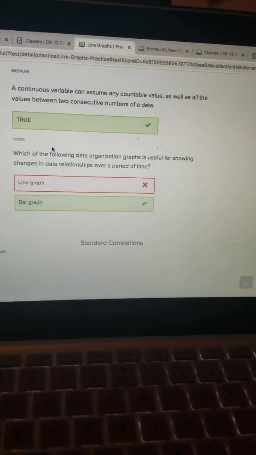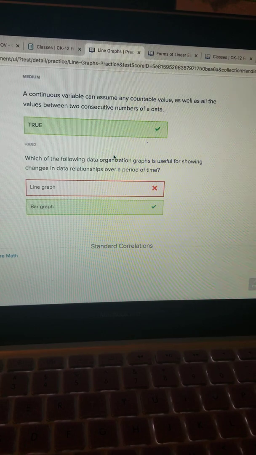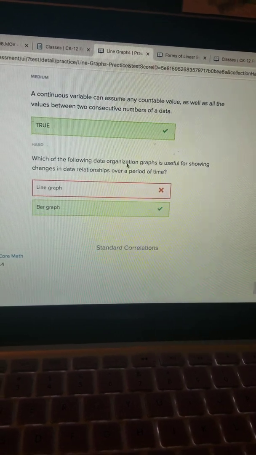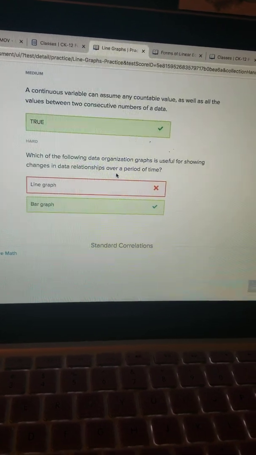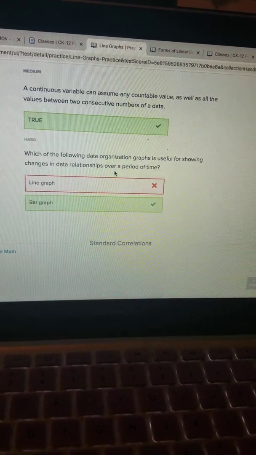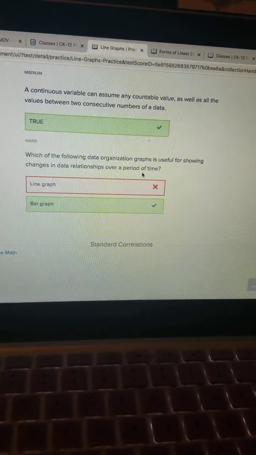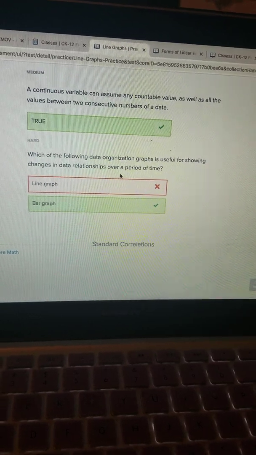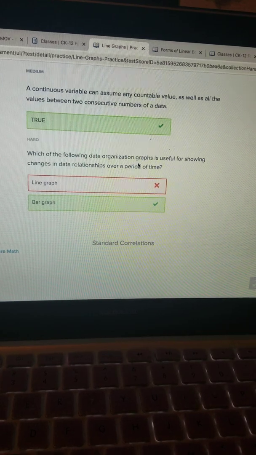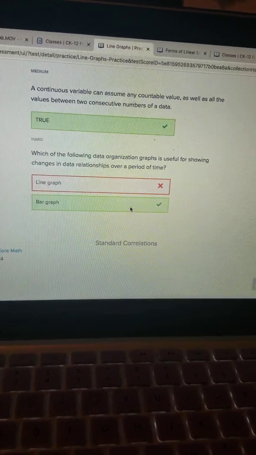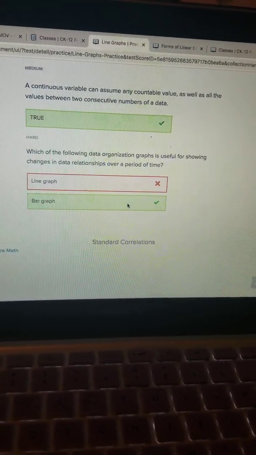Bar graph. Which of the following data organizational graphs is useful for showing changes in data relationships over a period of time? Line graph is the change of data over time. Changes in data. Okay, they want to say that. That's fine. All right, so now you know how to use CK12.